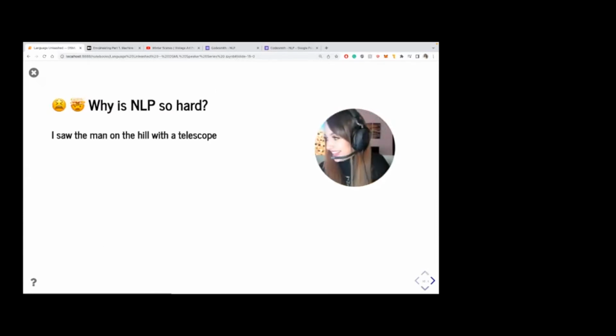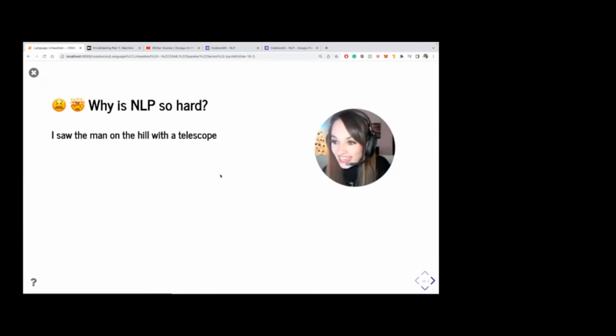Let's look at this sentence, and I would love it if you guys can write in the chat. I saw the man on the hill with a telescope. What do you guys think about this when you see this sentence? Like, what are you picturing in your mind? Oh, Jason is giving us spoilers. That's where I'm heading towards.